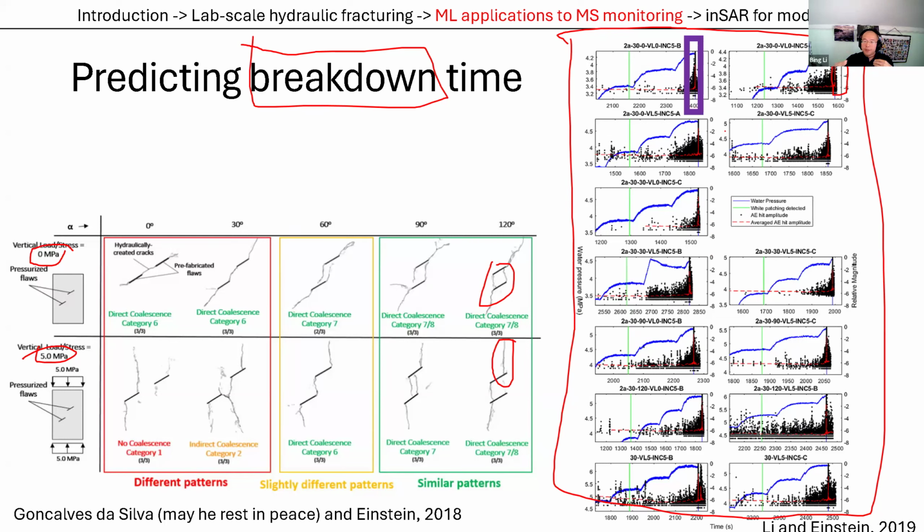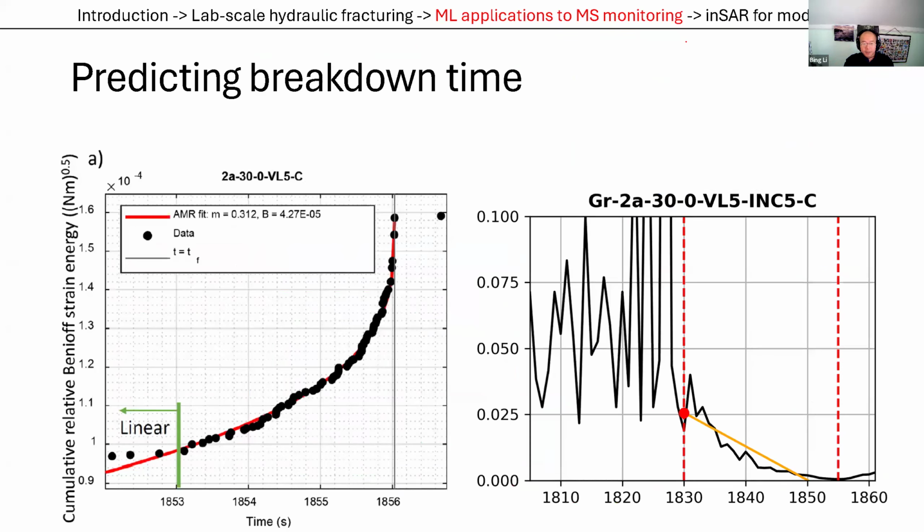So really this idea is, okay, we have all these acoustic emission data. Can we use this? Sorry, these are the black dots, the acoustic emission magnitudes over time. Can we use these acoustic emissions data to predict the time that we have this breakdown, where we have these large scale fractures that rupture the specimen?